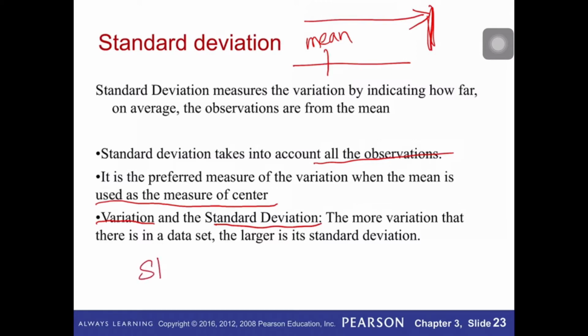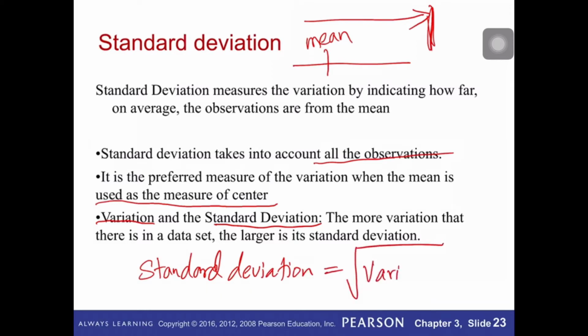So standard deviation is equal to the square root of variation. It has this kind of relationship.